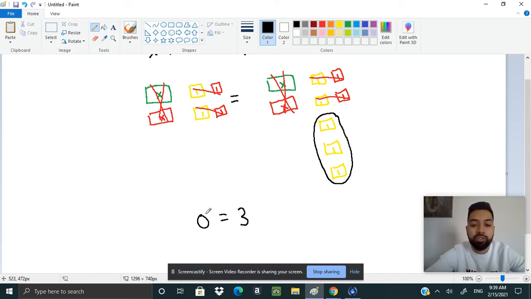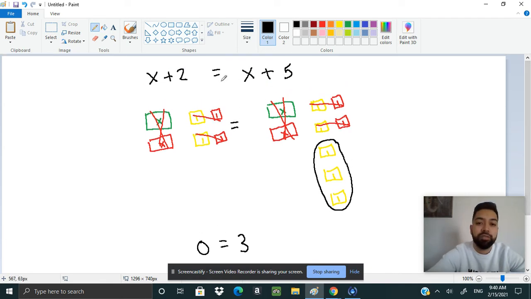And is this true? Does 0 equal 3? Well, of course not. And so this is also false, which means that there's no real solution to this problem or this equation. There's no number that we can put in the x value that will give us the same result, or that'll make them equal to each other.